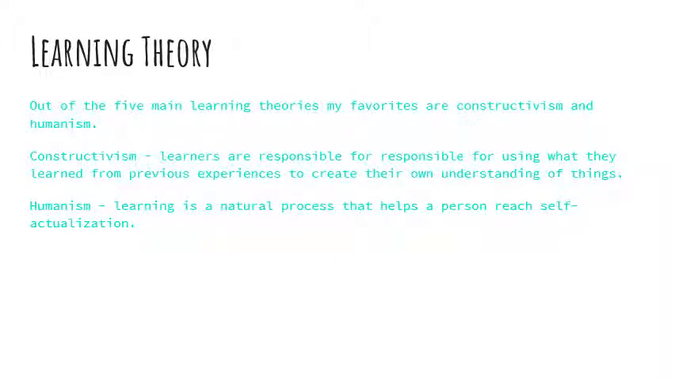Out of the five main learning theories, my favorites are constructivism and humanism. Constructivism says that learners are responsible for using what they have learned in previous experience and creating their own understanding of things. They have to construct their own understanding of what's going on. I also enjoyed the humanism learning theory. Learning is a natural process that helps a person reach self-actualization. I'm in another class that talks about the human need for self-actualization and how important it is.